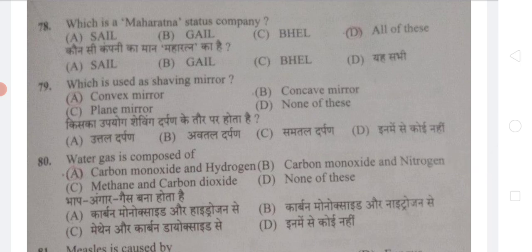Which is a Maharatna status company? D. All of these. SAIL, GAIL, BHEL. Which is used as shaving mirror? A. Convex mirror. Water gas is composed of A. Carbon monoxide and hydrogen.